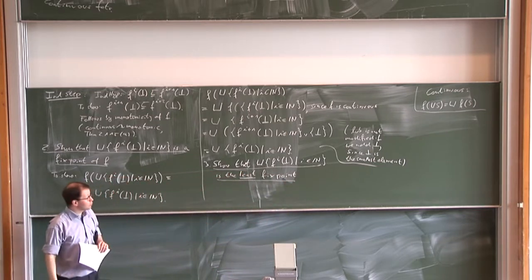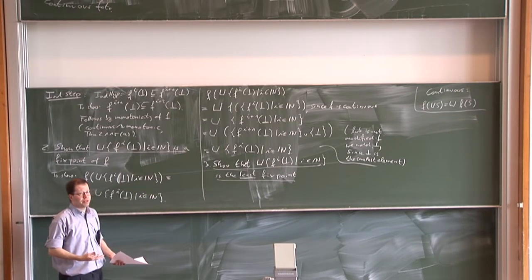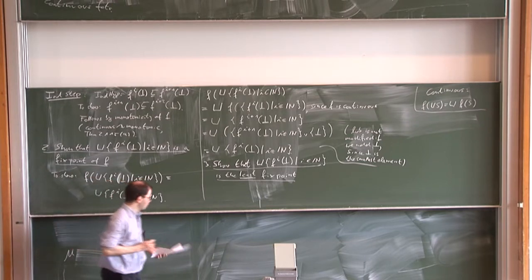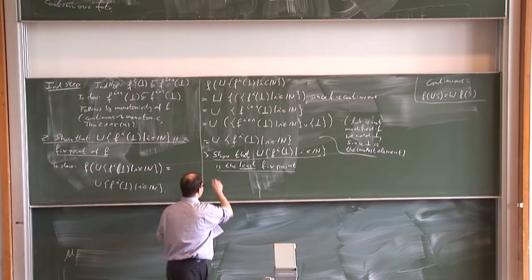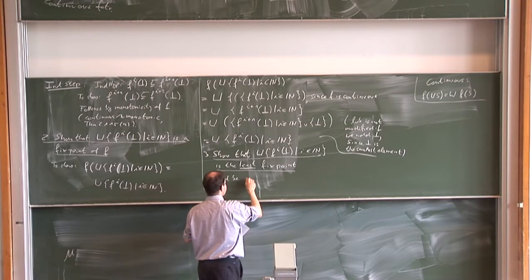So how will we do this? We know already it is a fixed point, but we have to show that it is smaller than any other fixed point. So let's take another fixed point. Let D be another fixed point.